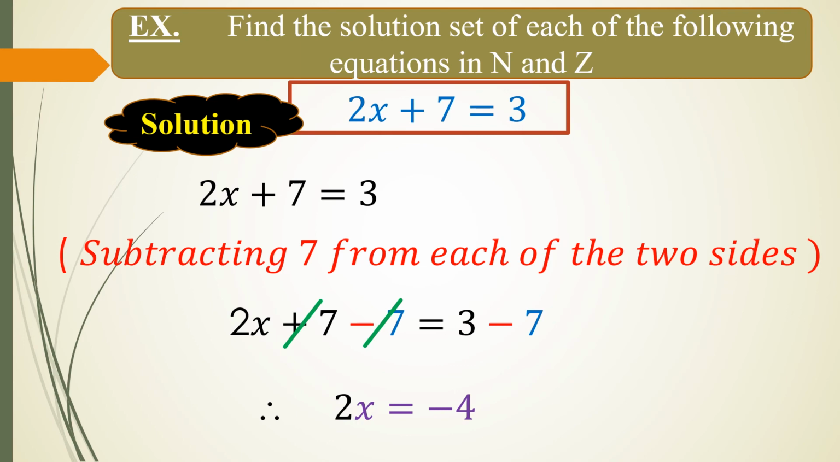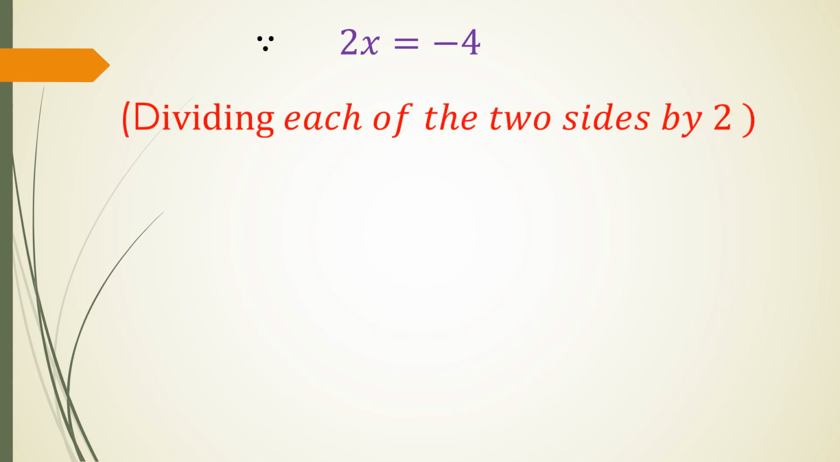And now, can I find the solution set here? No, I have the variable x and beside it 2. I want the variable x alone on the side, okay? So we'll complete the question. 2x equals negative 4. Here 2x means 2 times x. So what is the inverse of 2 times? It's divided. So we will divide each of the two sides by 2.